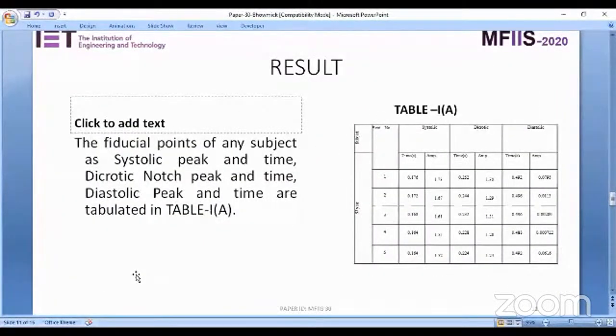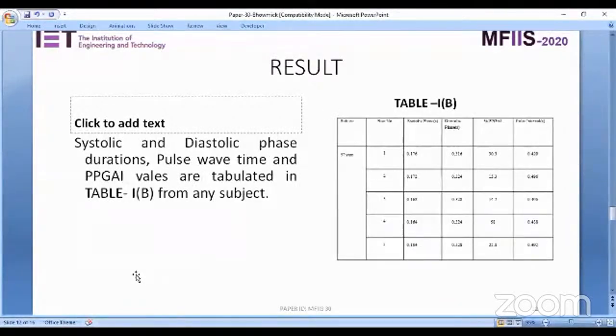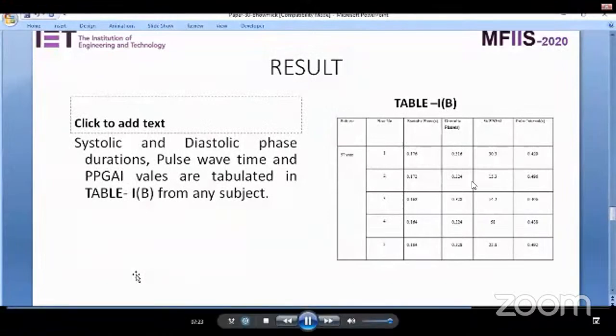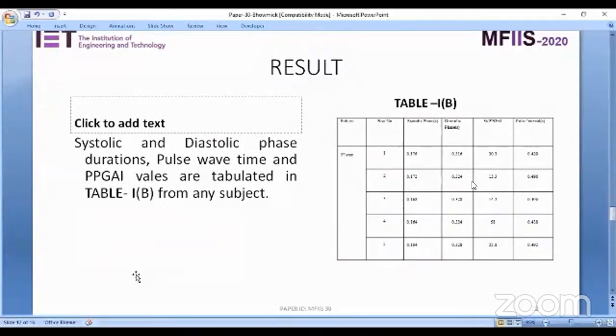Then come to the results of this paper. Find systolic peak amplitude and time, dichotic notch amplitude and time, diastolic peak amplitude and time from any subject, tabulated in table number 1A. Find systolic phase, diastolic phase, PPG AI, and pulse interval from any subject tabulated in table number 1B.